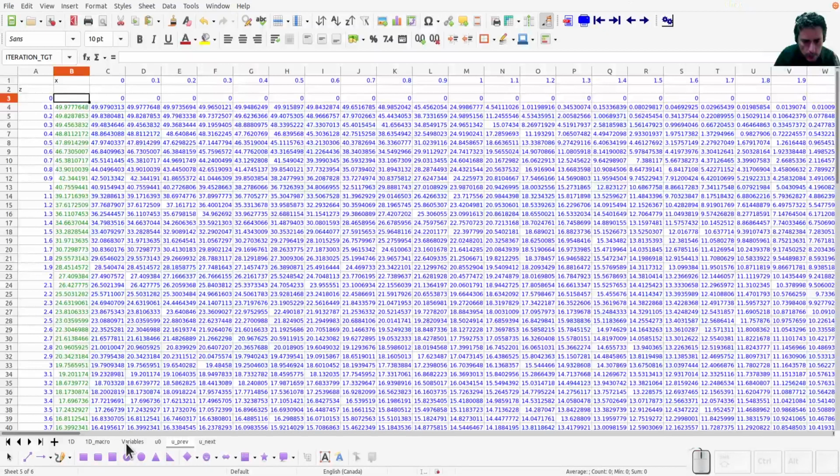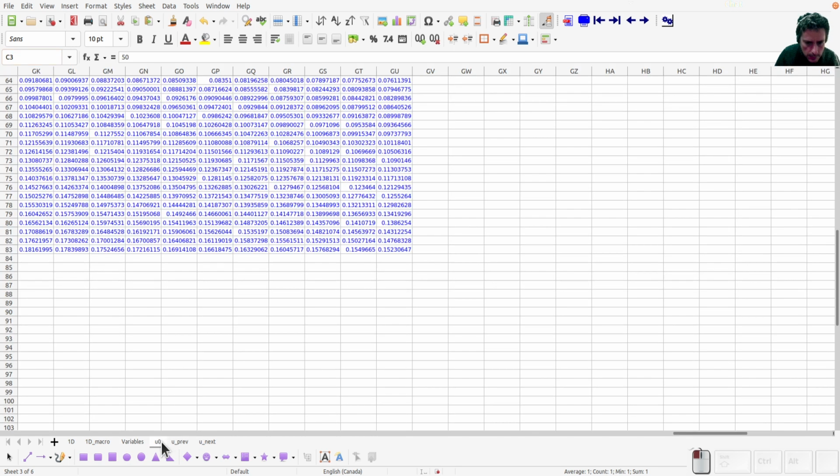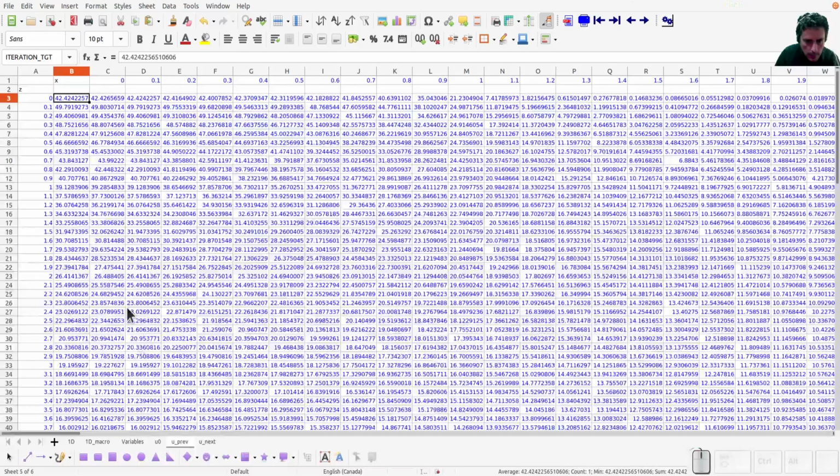So if I make just one iteration, macros, run macro in my iterative programming. Okay, just to make sure that everything is a-okay. Okay.